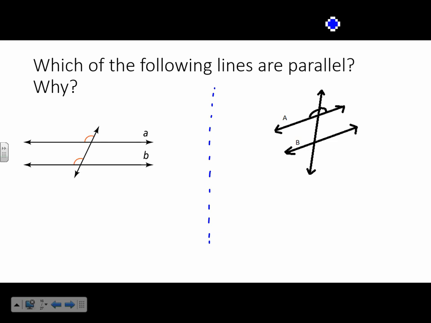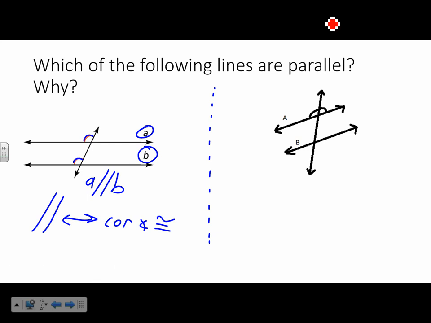So A and B for this one, they look parallel, but are they parallel? Well, they are because these are corresponding angles, and they're saying they are congruent. So A is parallel to B, and I know that because, again, it's the converse of the corresponding angle theorem. We're just going to write it as the biconditional. Lines are parallel if and only if corresponding angles are congruent. And you can obviously abbreviate this down however you want as long as I can tell what you're talking about.